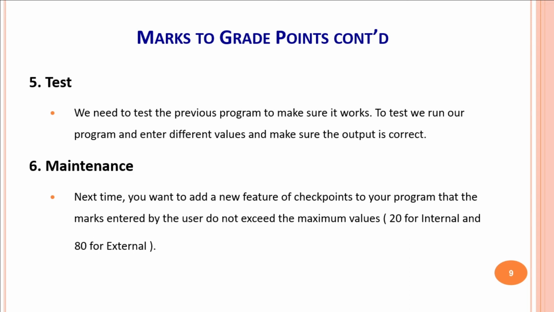Now once this program has been completed and tested, for test purposes we need to test the previous program to make sure it works. To test, we run our program and enter different values and make sure the output is correct. If the output is not appearing correctly, then you have to go back to the source code of the program, edit it, correct it, and then again compile and run. And that comes under the heading of maintenance.